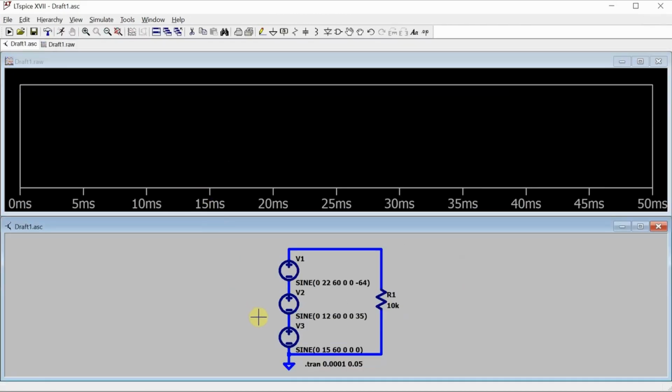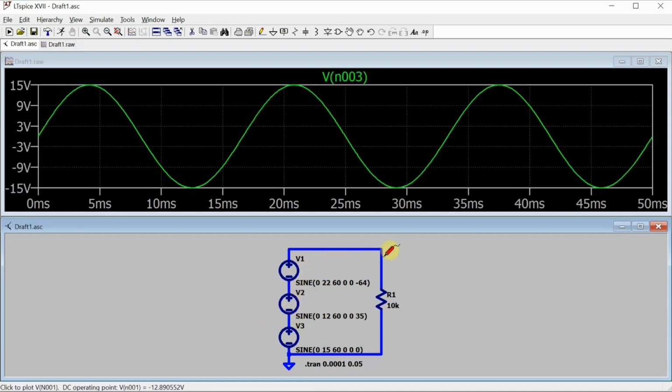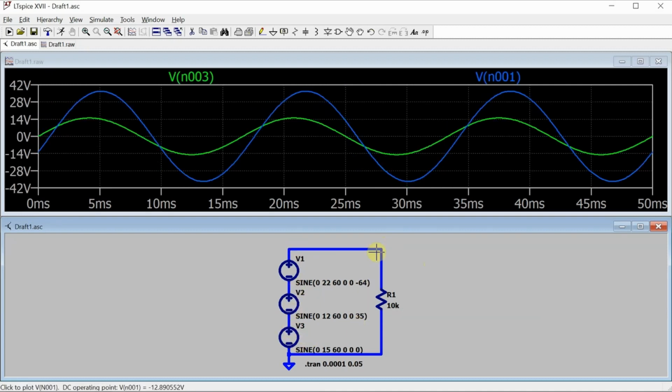There's my simulation window. The two signals that I want to look at, I want to look at the V3 here because that will show me the reference point since it has a phase shift of 0 degrees. And then I'm going to look at the voltage across the resistor, because that's the voltage that I want to see, and that's essentially the sum of these three voltages. And that's what it looks like, and you can see that the amplitude is somewhere around 35 volts, and it's got a little bit of a phase shift compared to the reference.